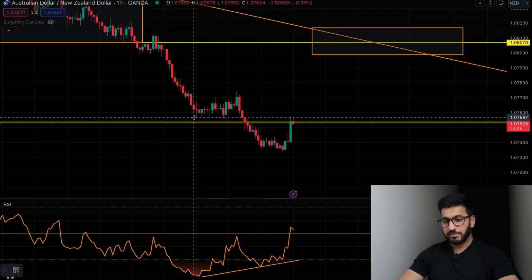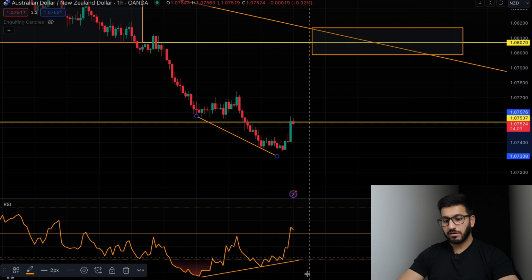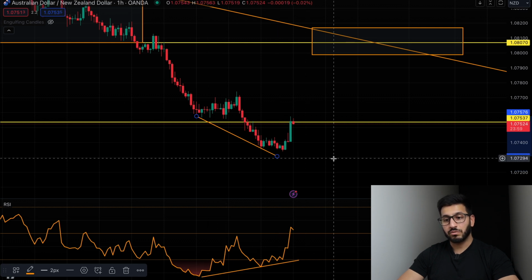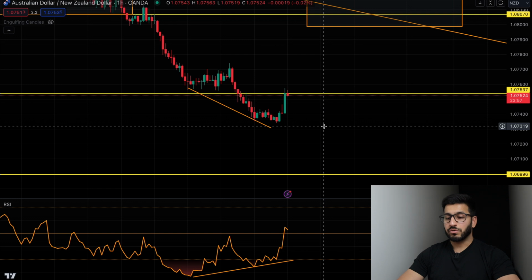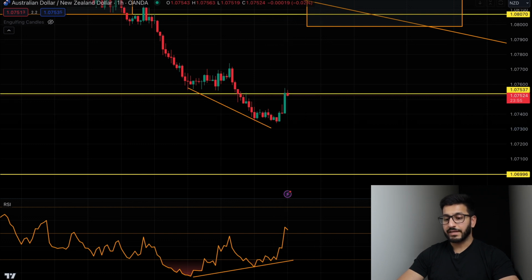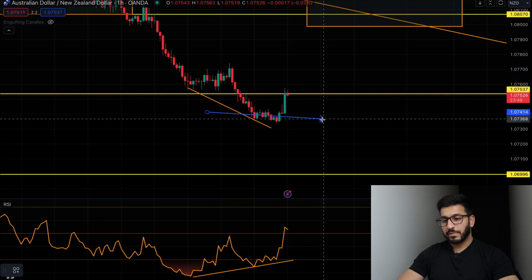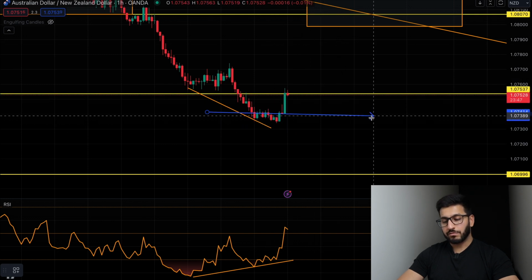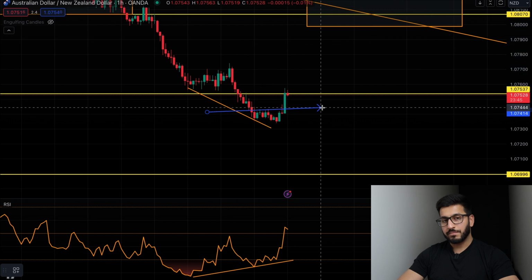If you come here, the price is making a lower low, but the RSI is going up, showing that the momentum is slowing down. We don't know if it's slowed down completely and it's just gonna fly up from here, or it's gonna come back here, grab the liquidity from this point and then go up.